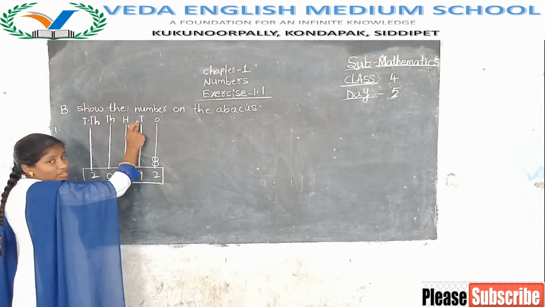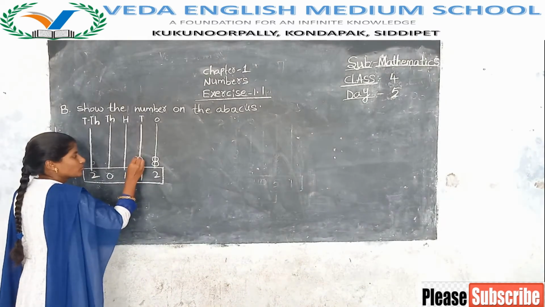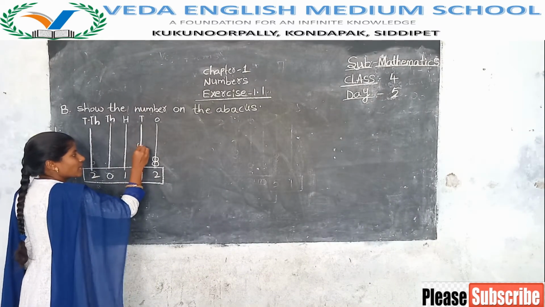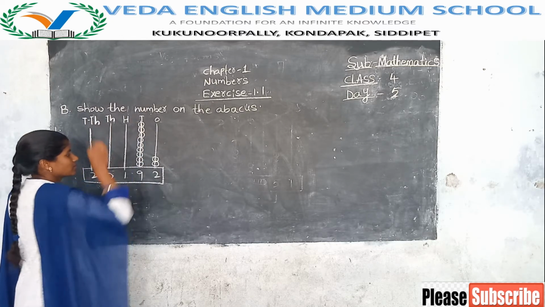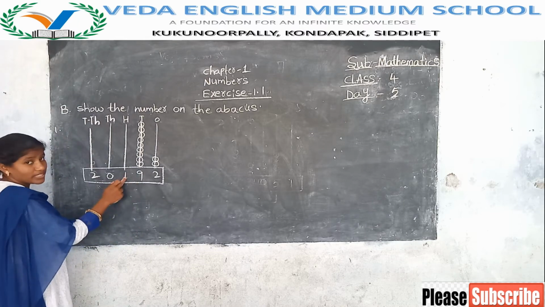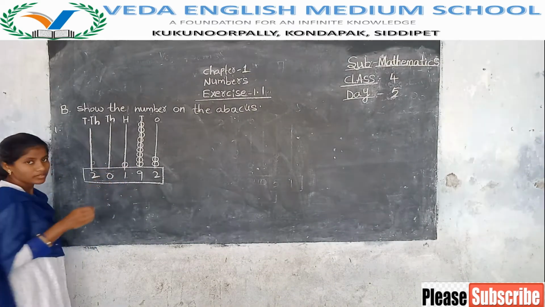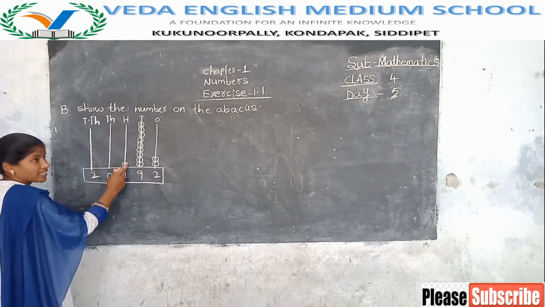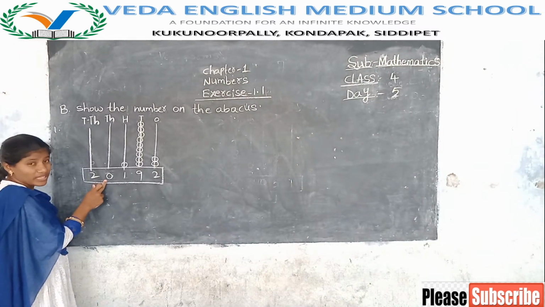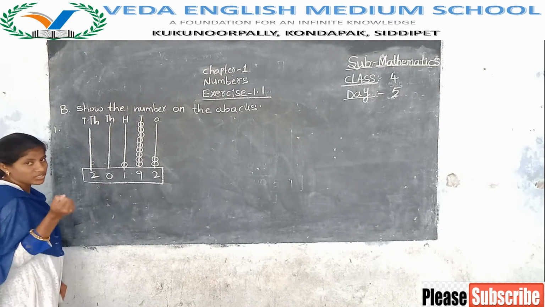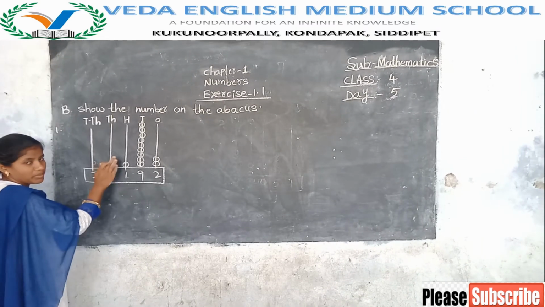After ones place, what is the place value? Tens. What is the number here? 9. So we have to draw 9 beads. 1, 2, 3, 4, 5, 6, 7, 8, 9. 9 beads. Next, what is the number here in hundreds place? We have only one, so we have to draw only one bead. Now come to the thousands place. What is the number here? 0. Can you draw 0 beads? 0 means nothing. There is no number. 0 means 0 only. So no need to draw any beads.